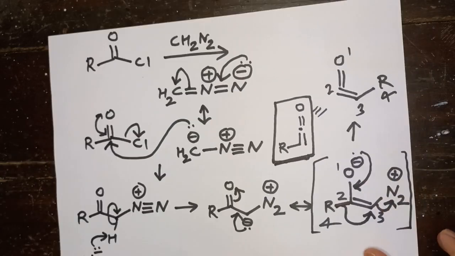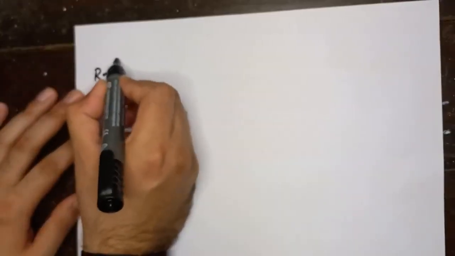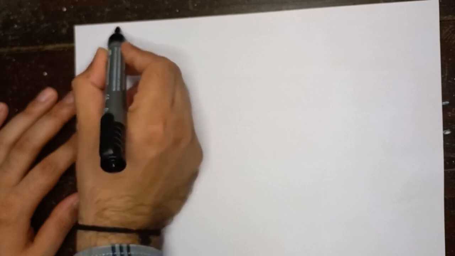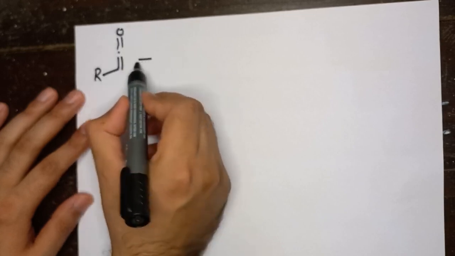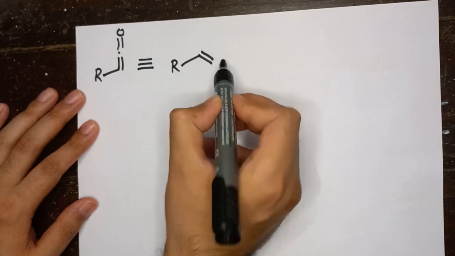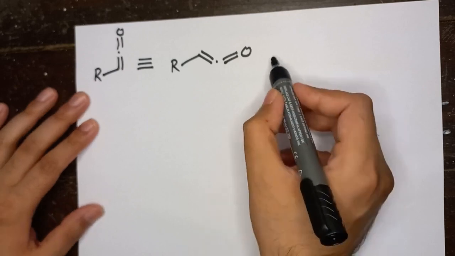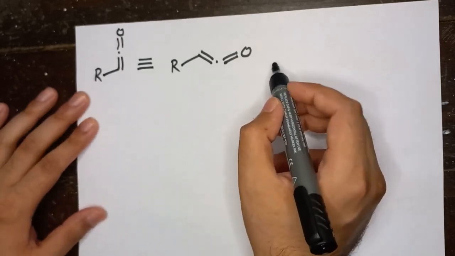So now let's go ahead and do the next step. So this is what we generated in the previous step. And if I redraw it, I can write this one as the exact same thing. Okay, now if you remember, we are also adding water into our system.